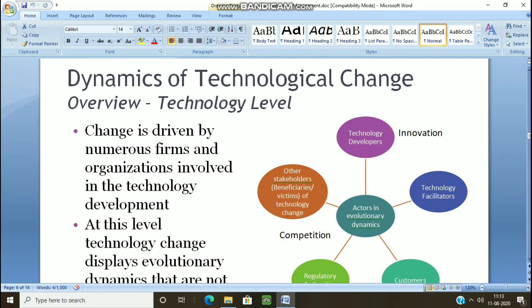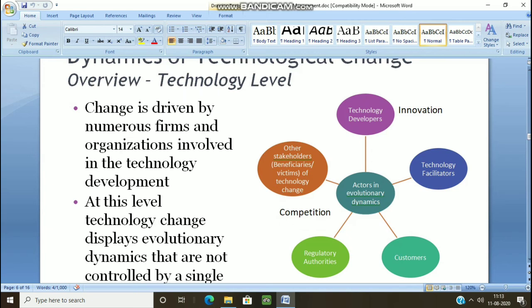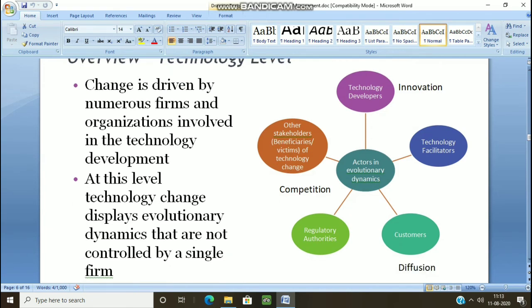Dynamics of technological changes: overview at the technology level. Okay, so here in the diagram you can see the actors in the evolutionary dynamics, those on whom we have to take action. There are five factors which are affecting the actors in the evolutionary dynamics. First is the technology developers, other is stakeholder beneficiaries, third thing is the regulatory authorities having the rules and protocols, customer, and technology facilitators, right?